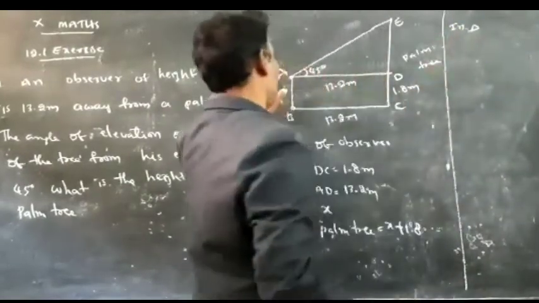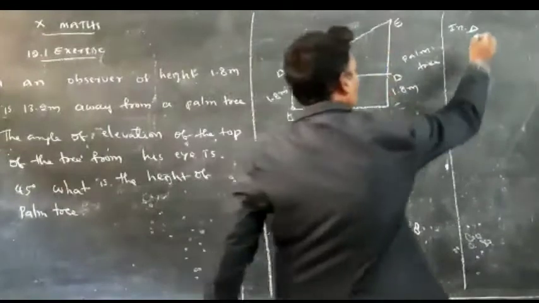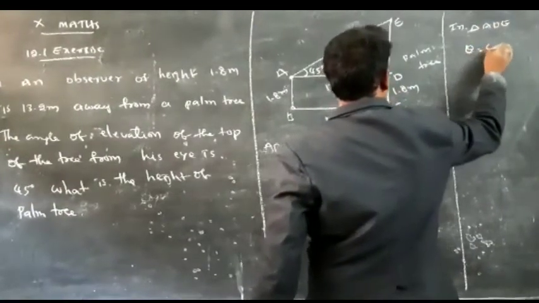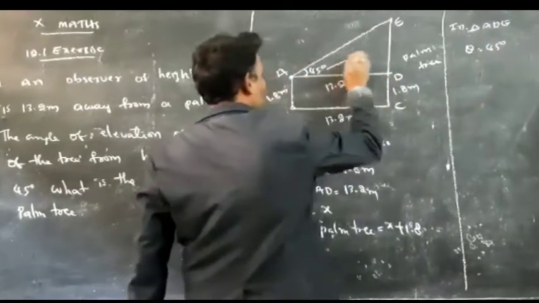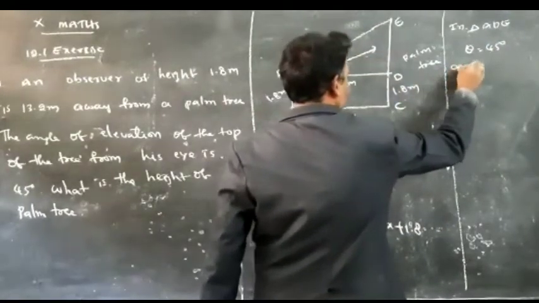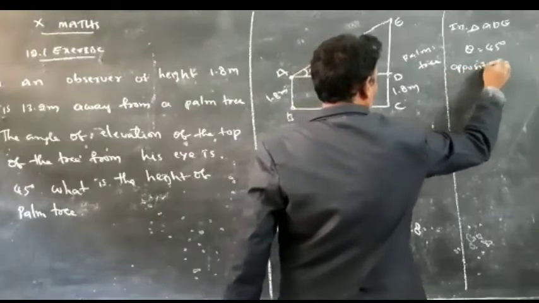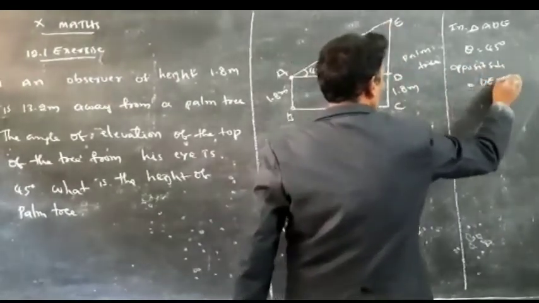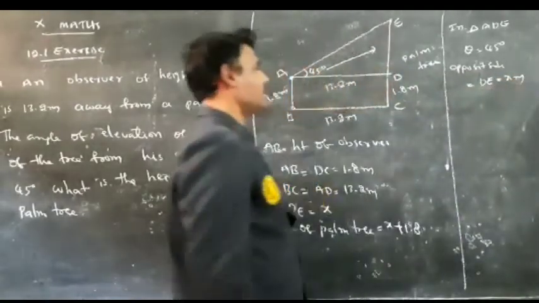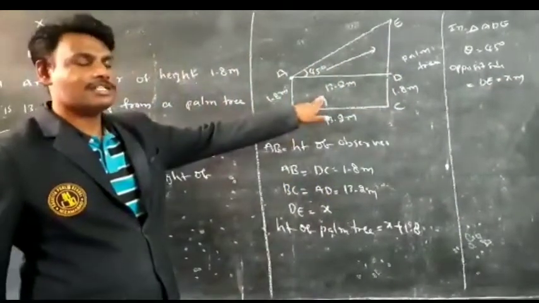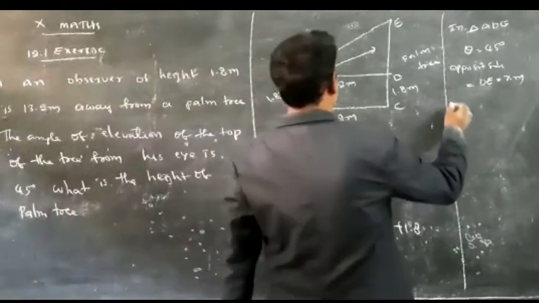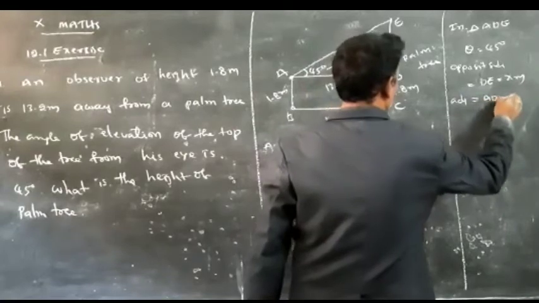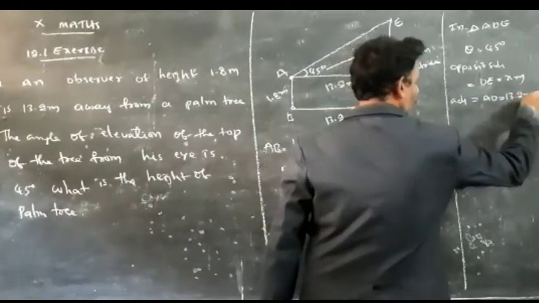In triangle ADE, theta is equal to how much? 45 degrees. Then after, opposite side is equal to DE is equal to X meters. Then after, what is the adjacent side here? 13.2. It means adjacent side is equal to AD is equal to 13.2 meters.